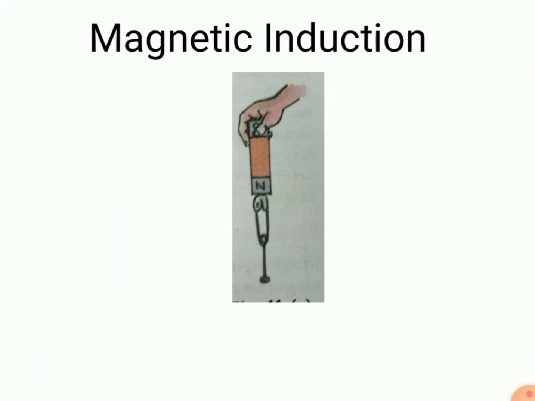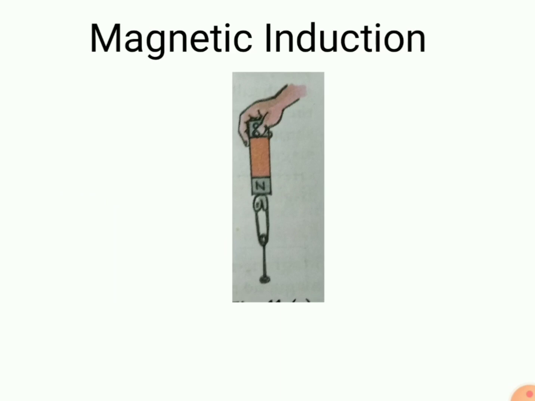The next part of the lesson is magnetic induction. This is very, very important, children, up to your 10th class. What is meant by magnetic induction? Before going to magnetic induction, what is meant by induction? Inducing means keeping something inside. Here I am inducing some subject, some knowledge, into your brains. That is said to be induction.